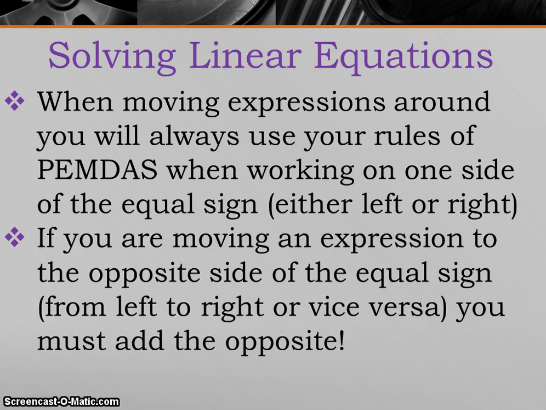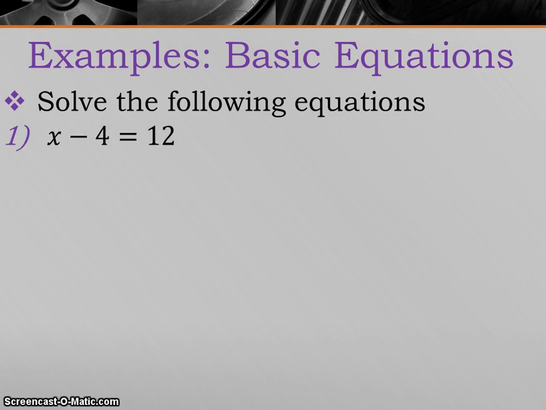If you're moving an expression to the opposite side of the equal sign, you must do the opposite. So if you're moving from left to right or right to left, if you have a +4, you would have to subtract 4 to move it. If you're doing 2 times an x, you'd have to divide by 2 to move it. You always have to do the opposite sign or the opposite expression to move it around. So let's solve some of these basics.